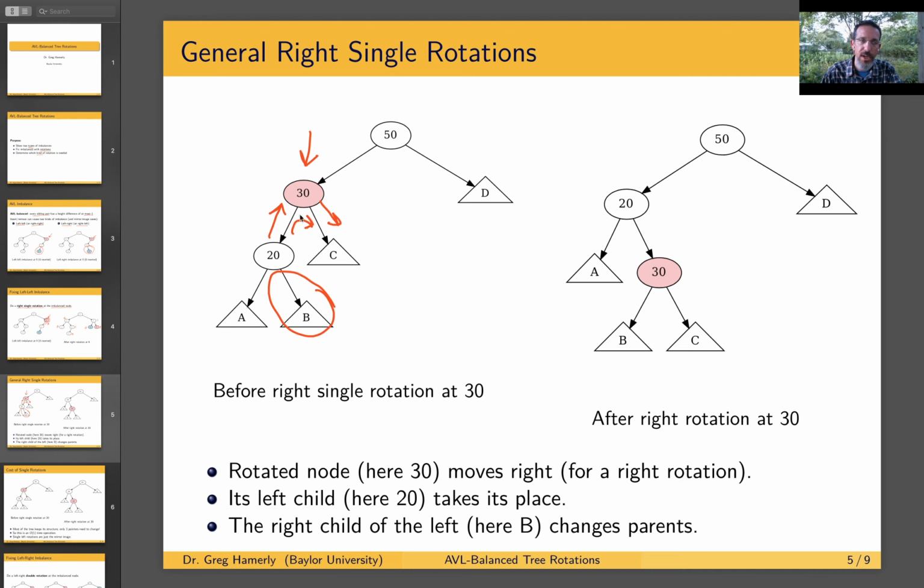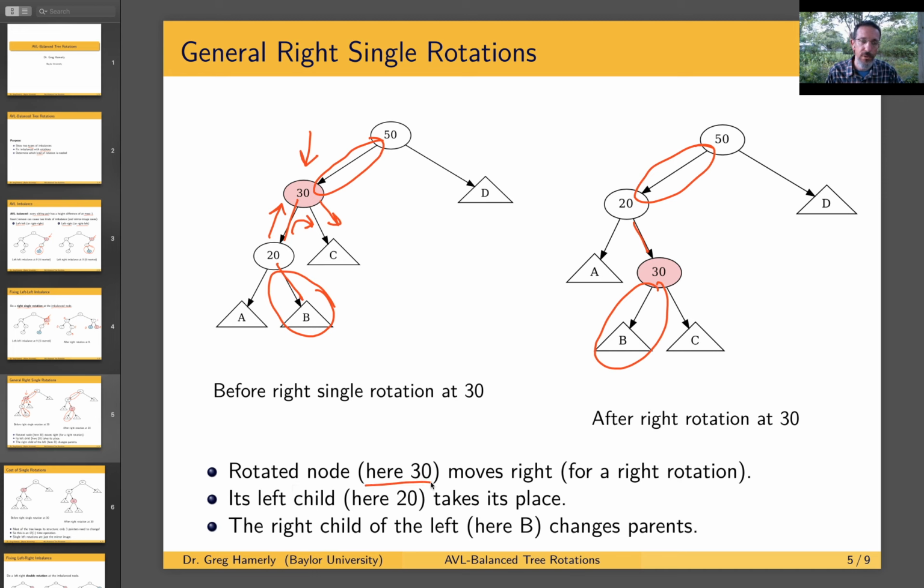Well, 30 becomes the child of 20, as you can see here. So B has to become the child of 30. So the things that change here are the left child of 30, this pointer, is going to now point to B. The right child of 20 is now going to point to 30. And there's also one other change. The parent of 30 was pointing to 30, now it has to point to 20. Okay, so those are the three steps that we make here.